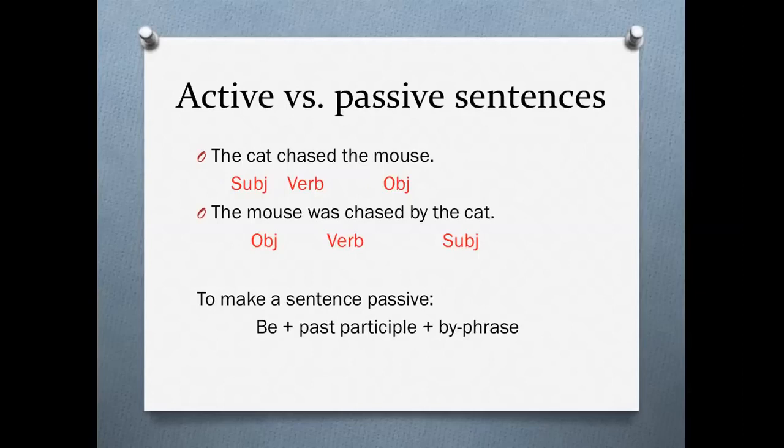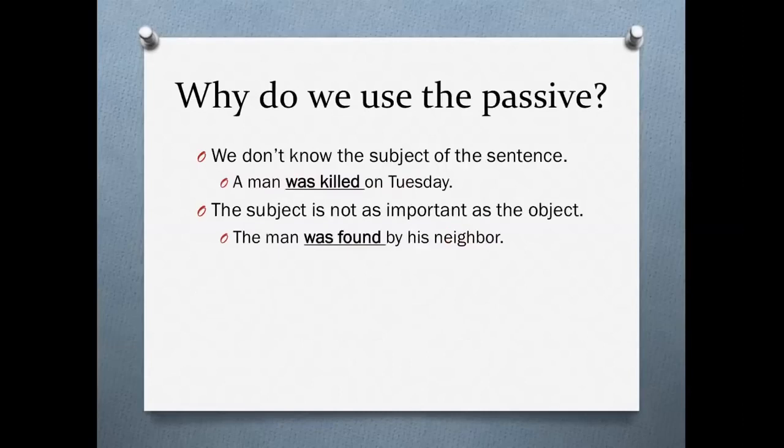Then we add a by phrase. What is a by phrase? That's when we add the preposition by in front of the subject. So we say by the cat. The mouse was chased by the cat. So that's how we change an active sentence to a passive sentence.